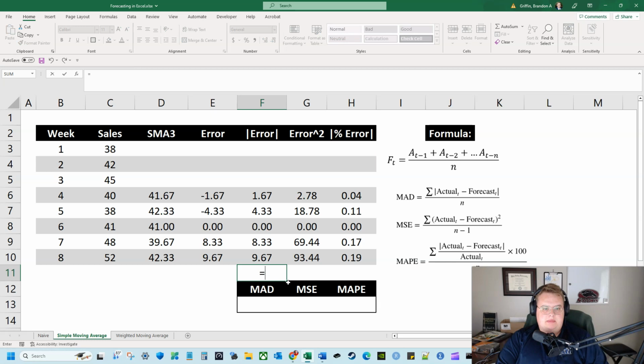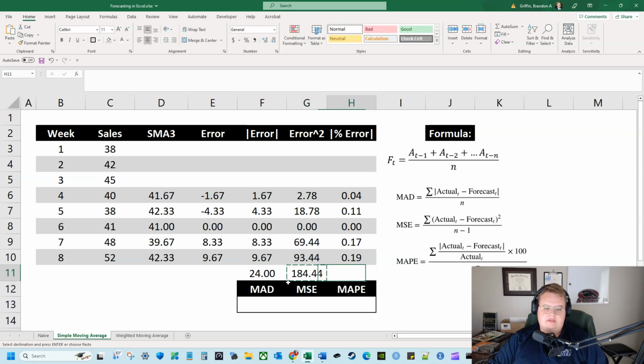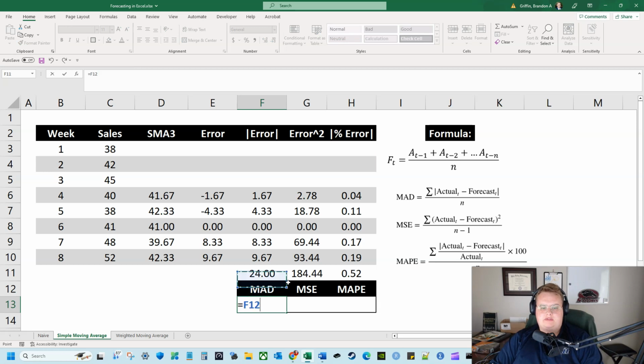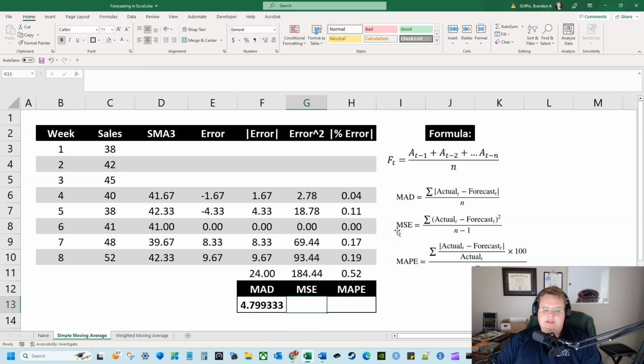Now I can sum my absolute errors, which gives me a total of 24. My squared errors give me a total of 184, and adding up all of my percentage errors gives me 0.52. The MAD calculation is going to be 24 divided by how many forecasting periods we have, and we did 5 forecasts: week 4, 5, 6, 7, 8. So we divide this by 5, which gives me an MAD of 4.79. Let's change all these decimal places to 2.